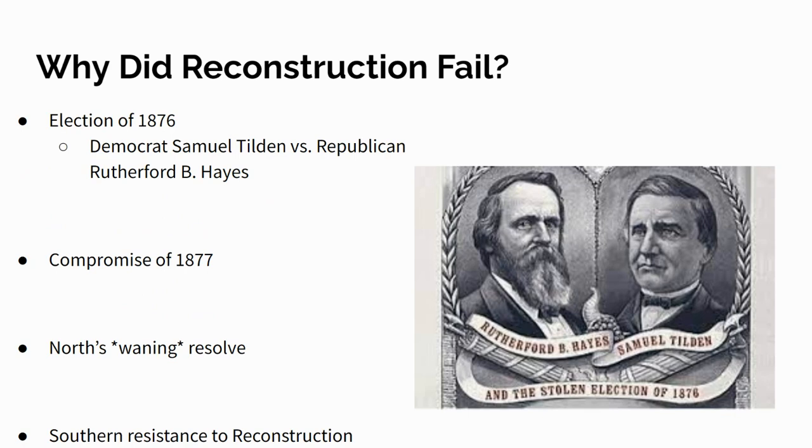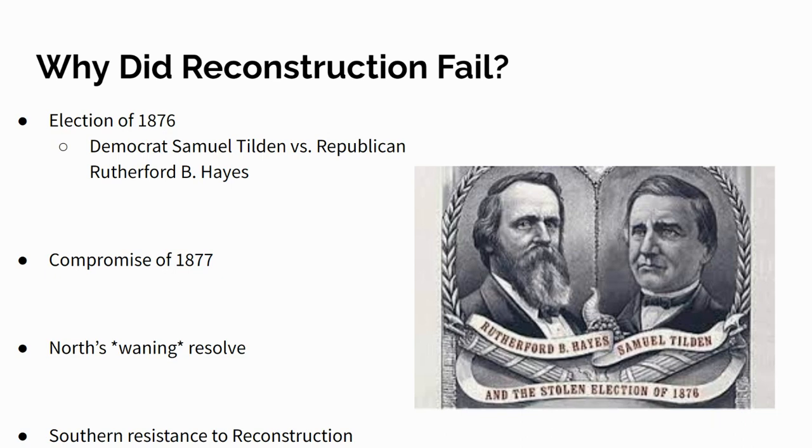Okay, but we talked about at the beginning of this presentation, right, that Reconstruction fails. So why does it fail? Why isn't the country unified? And there are a few reasons. First, we got to learn about the election of 1876. And that's where we see a Democrat, Samuel Tilden, go up against a Republican, Rutherford B. Hayes. Now, in this election, Tilden wins the popular vote.